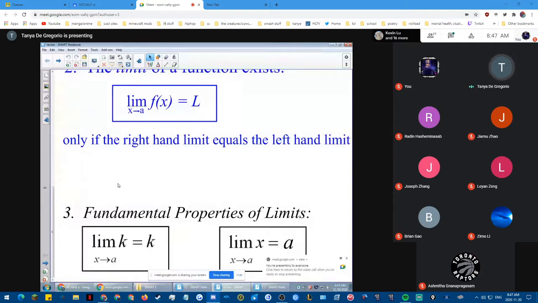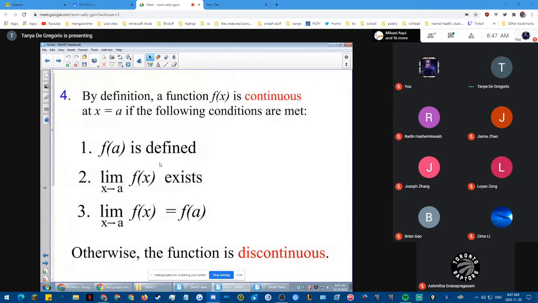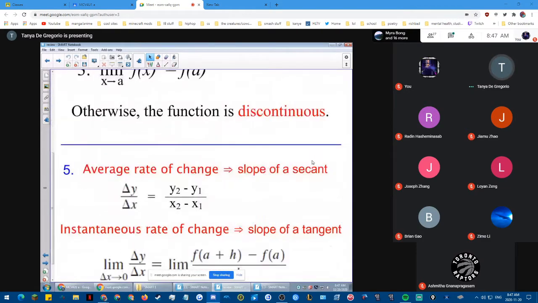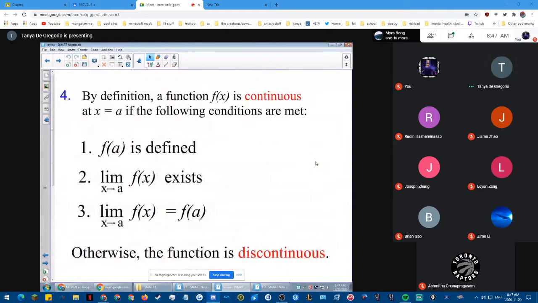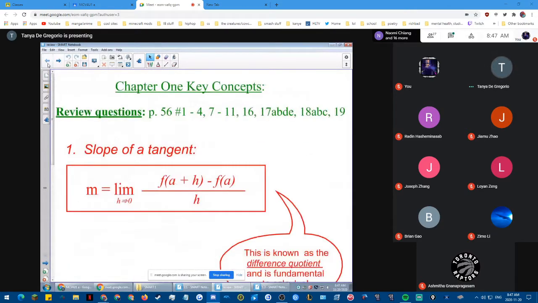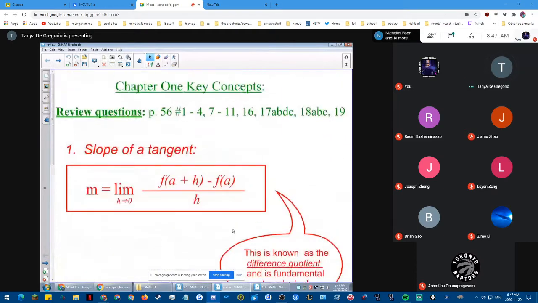And here are limit properties. Good. Okay, continuity, average rate of change, instantaneous rate of change. This is pretty much a good little summary of chapter 1, right? Okay.